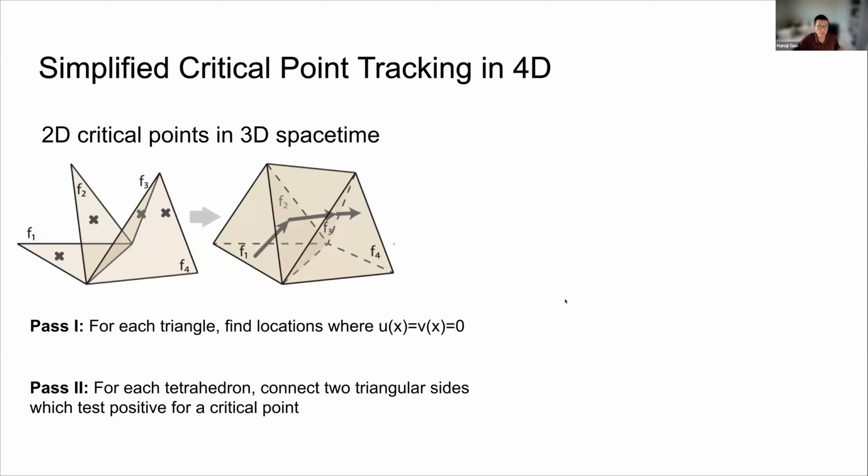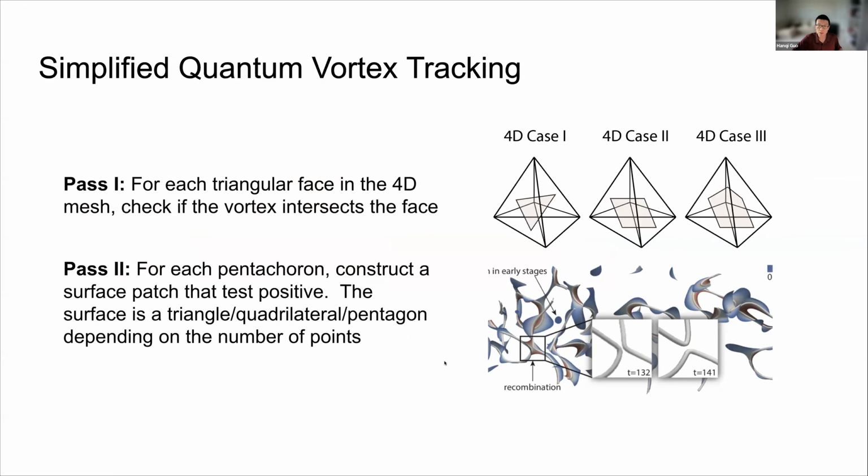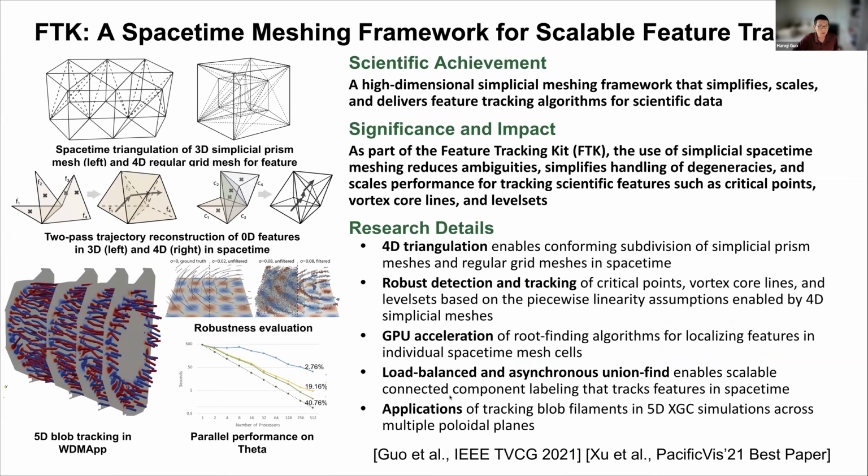We can also simplify critical point tracking. These correspond to hurricane centers, roughly speaking. And we can also use the same framework to tackle the quantum vortex tracking for the superconductivity problem. This is a tool that we have for general purpose feature tracking. It's called FTK. It's a framework that builds on top of 4D triangulation and 4D meshing capability to enable robust and scalable feature tracking, also with GPU acceleration and a lot of careful parallelization design.